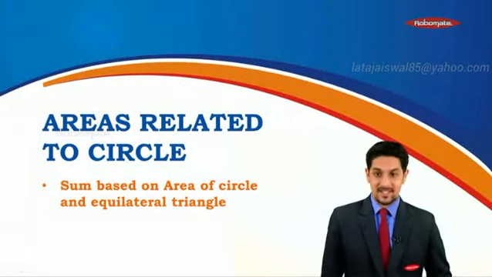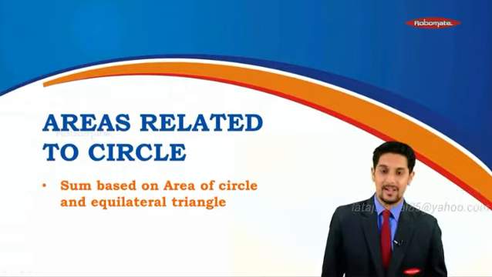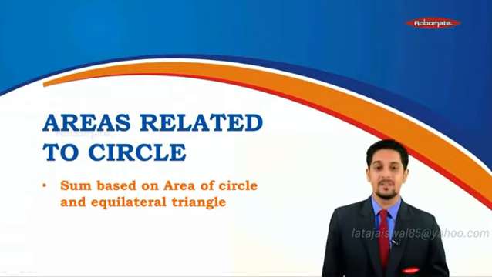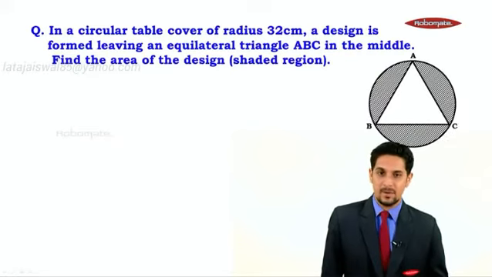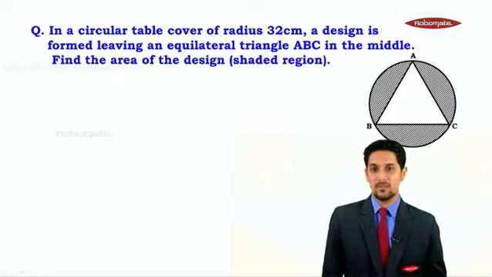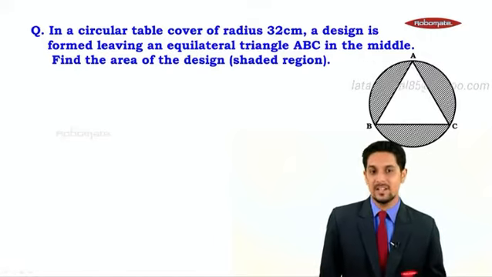Students, let us understand a very important sum based on area of circle and an equilateral triangle. Here is the question which says, in a circular table cover of radius 32 centimeters, a design is formed leaving an equilateral triangle ABC in the middle. Find the area of the design, that is the shaded region.